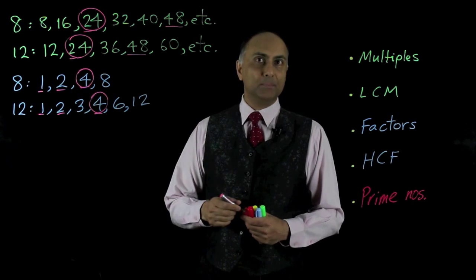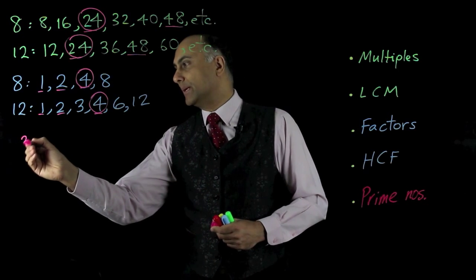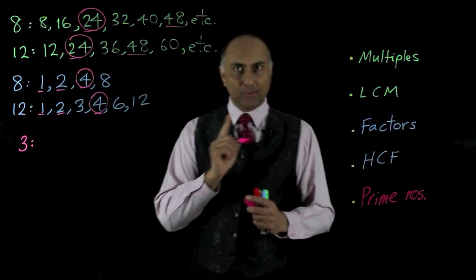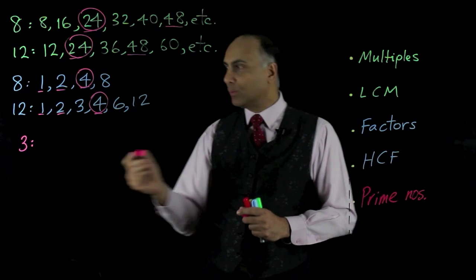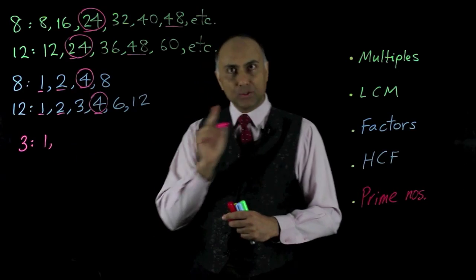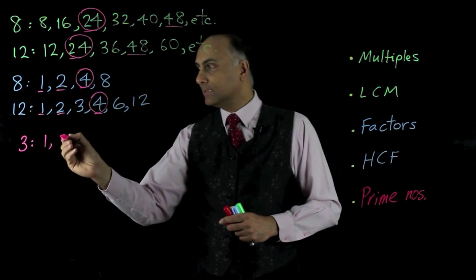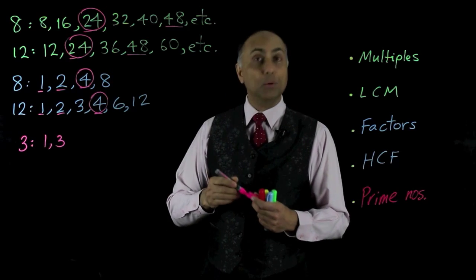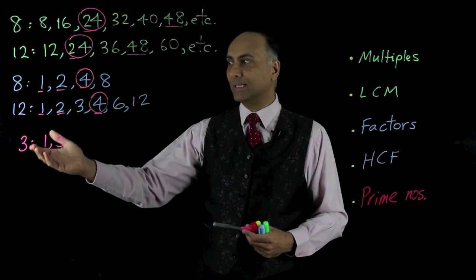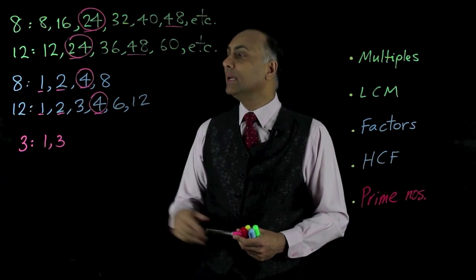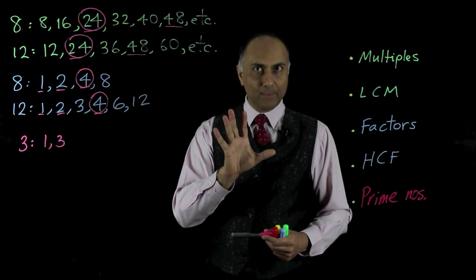Let's take the number 3 and look at the factors of 3, because prime numbers is all about factors. What are the factors of 3? Remember, we always start with 1. 1 obviously goes. 2 doesn't because it's an odd number. 3 does. And that's the complete list of factors of 3, just 1 and 3. Nothing else will go exactly into 3. So 3 has 2 factors. That makes it a prime number.